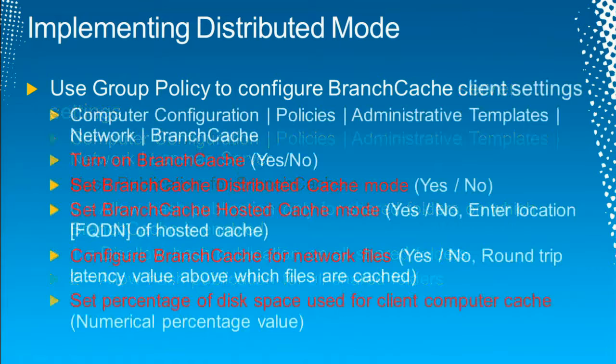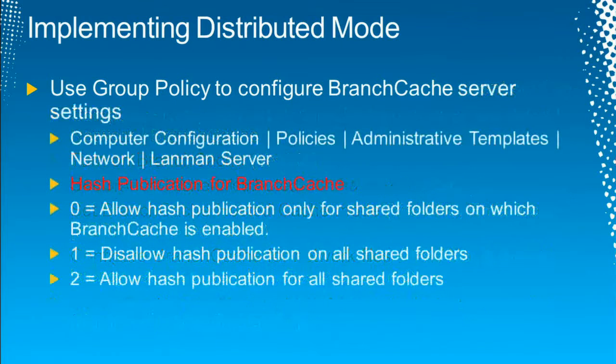Or excuse me, that's the other way around. Those were the clients, this was the server. At the server side, I have to turn on what's called hash publication for branch cache. And what this does is effectively determine what types of content, or where the content is, that should be hashed so that branch cache can use it.